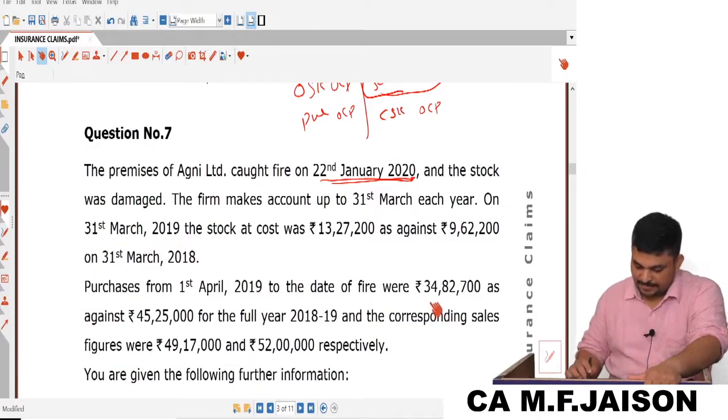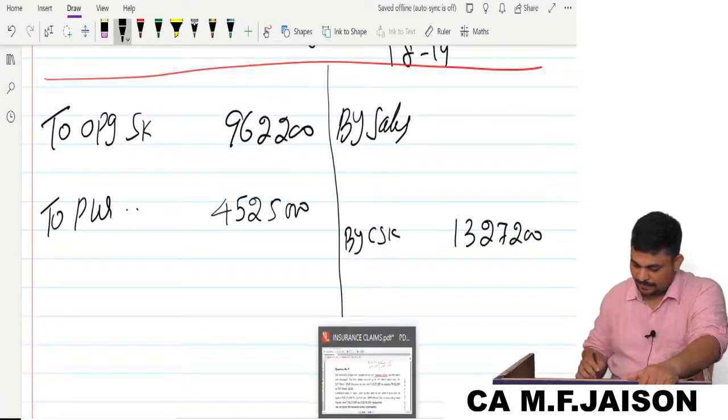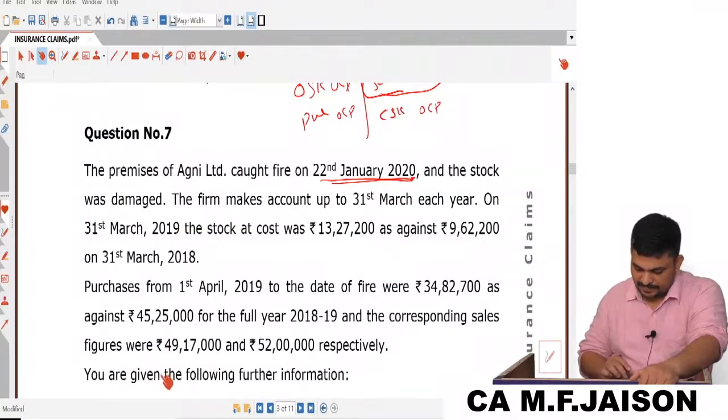Purchases, it is 34,82,700. No, not so. It is 45,25,000. Sales is 52 lakhs.